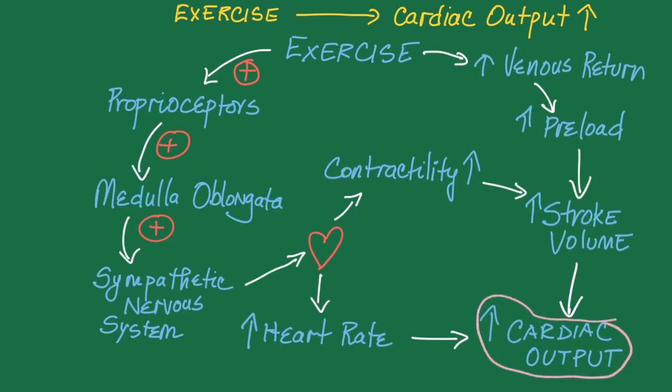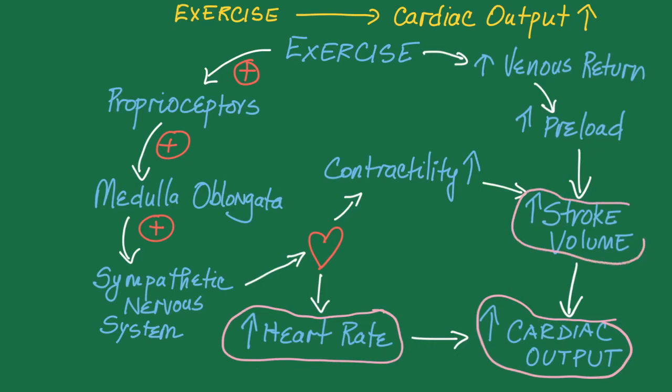So here we have it. Cardiac output goes up because heart rate goes up. Cardiac output goes up because stroke volume goes up. And exercise increases all of these.